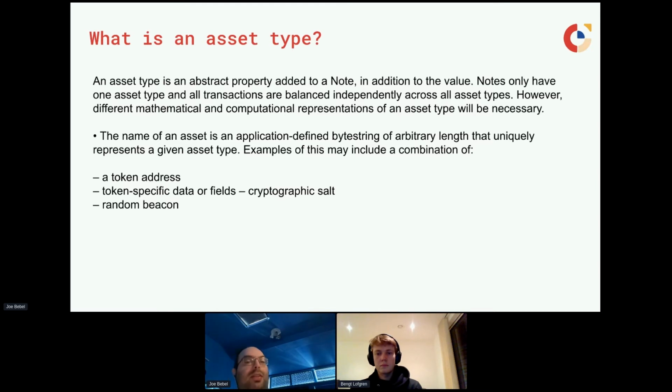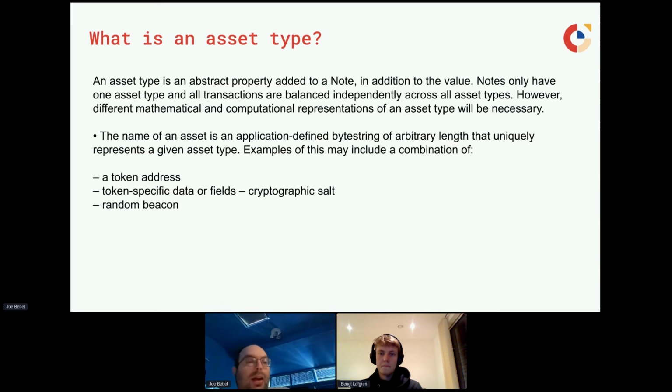And the idea of this is, of course, that you don't necessarily want different asset types messing with each other. You don't want a transaction which has one type of asset to change its properties when you add a second type of asset to the same transaction. It shouldn't affect asset one at all.